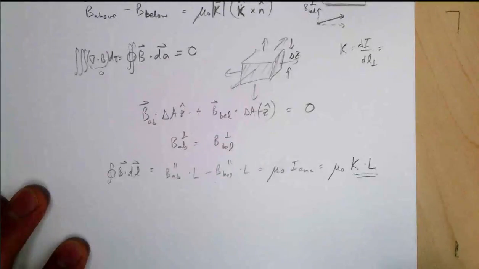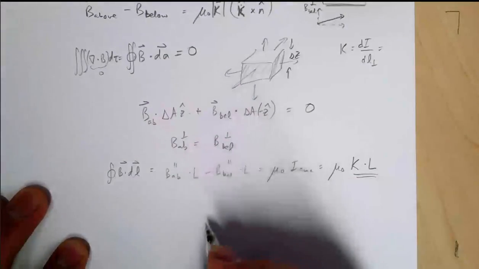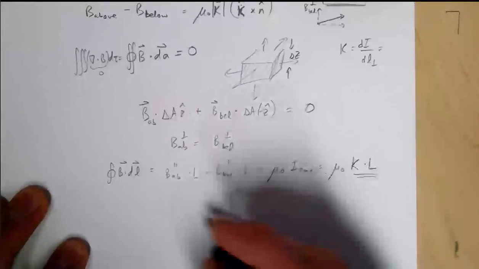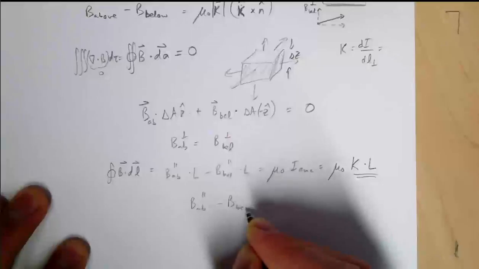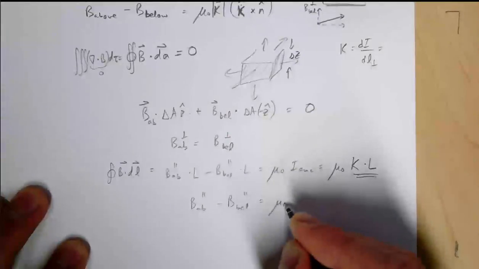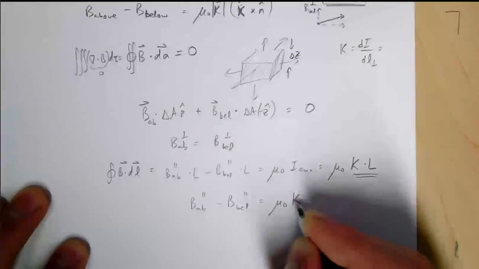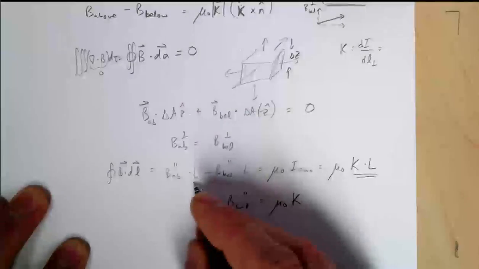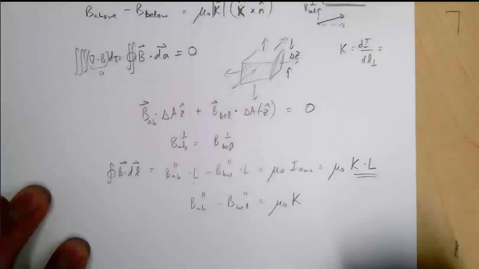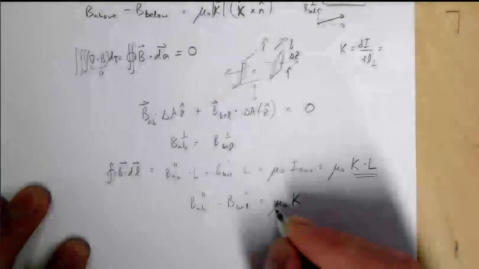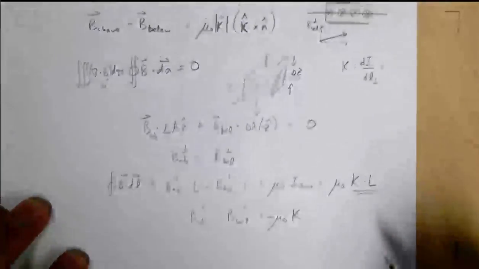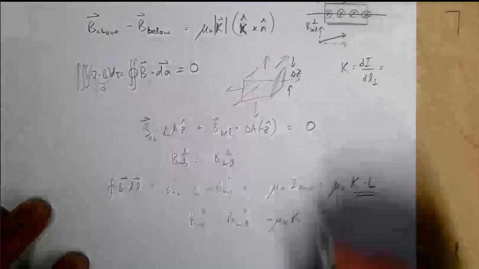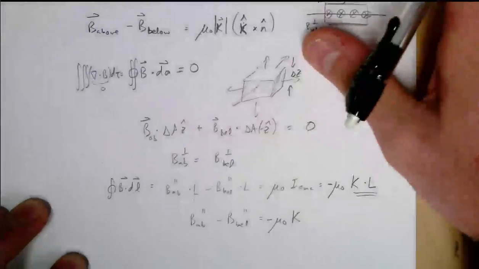So in other words, basically I got then two conditions, namely that B above parallel minus B below parallel equals mu naught K, where the L's are all canceling out here. And I think that's about it. Oh, and actually there's an overall minus sign here because of the convention that I chose here. So, okay, anyway, that's just kind of a review of what we did last time.